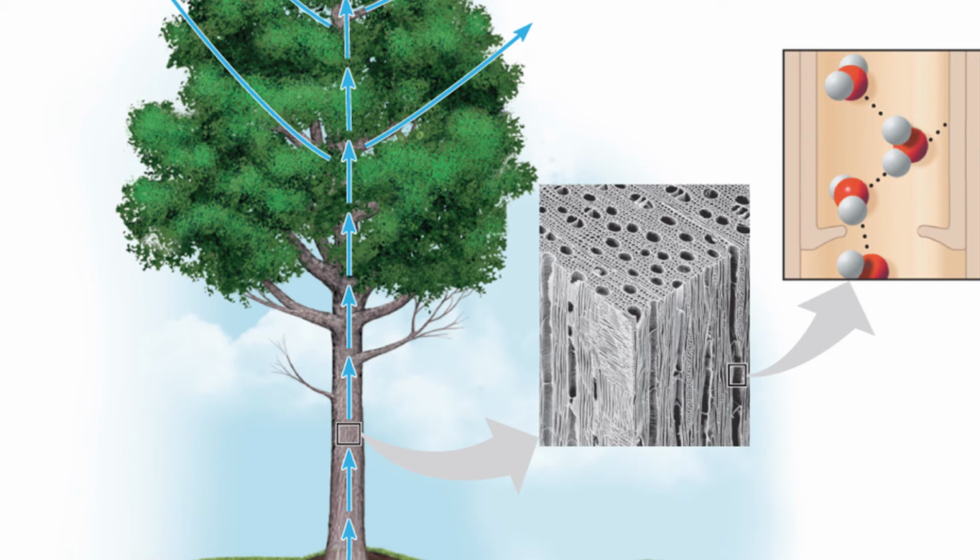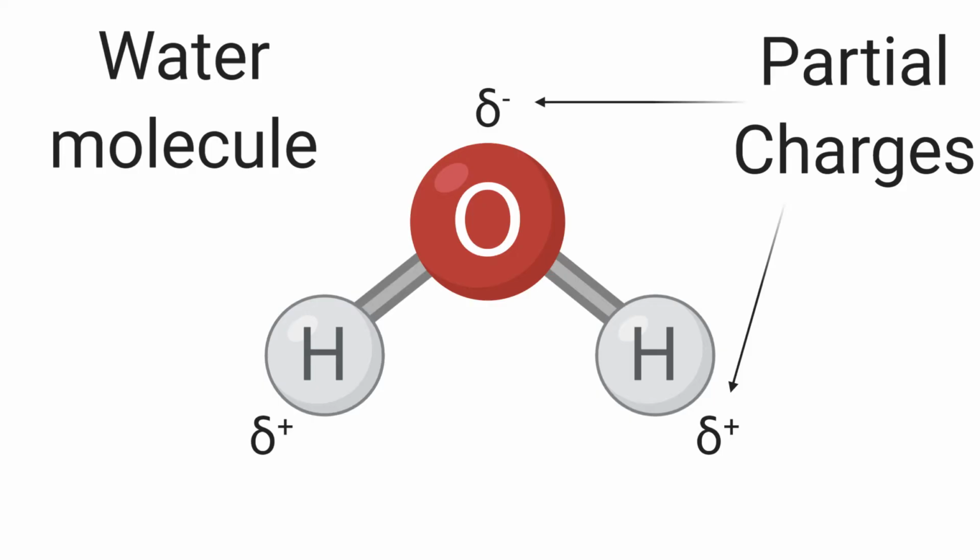Additionally, hydrogen bonds allow for adhesion, which is when two different molecules tend to stick together, as opposed to cohesion, which is two of the same molecules sticking together. This happens between the tree itself and the water molecules, which also helps resist the pull of gravity. The polar nature of water also has other consequences. It is the reason that some substances dissolve in water and others don't.